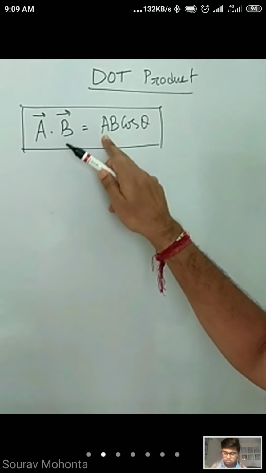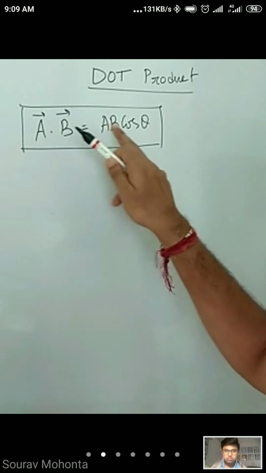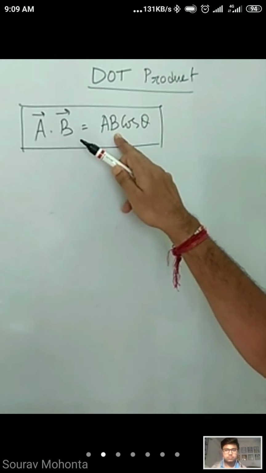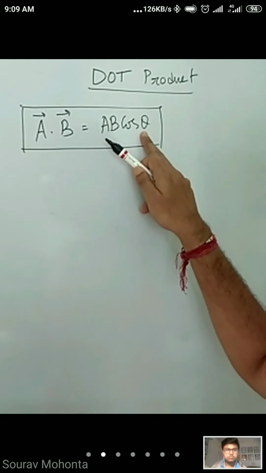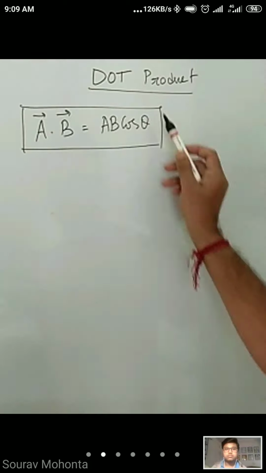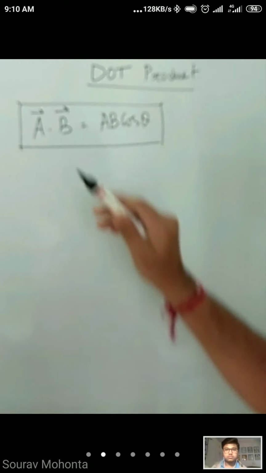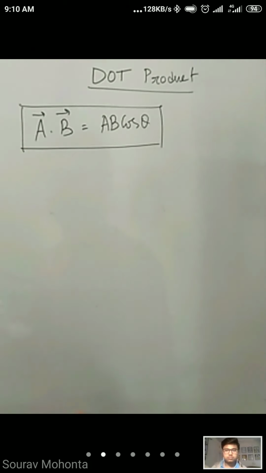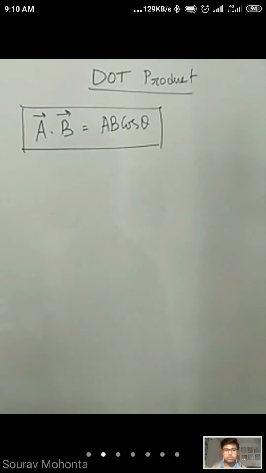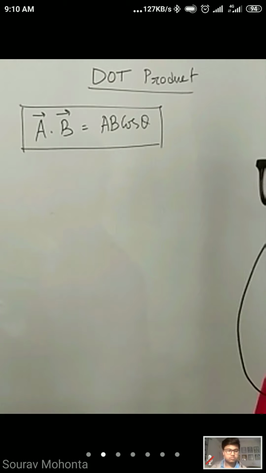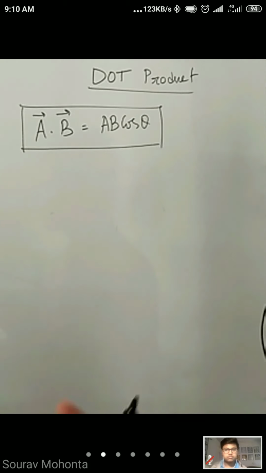Because A is the magnitude of A, B is the magnitude of B, and theta is the angle between A and B. So this AB cos theta does not have any direction. That is why this is called a dot product. Basically, a dot product means the product of two quantities in the same direction.